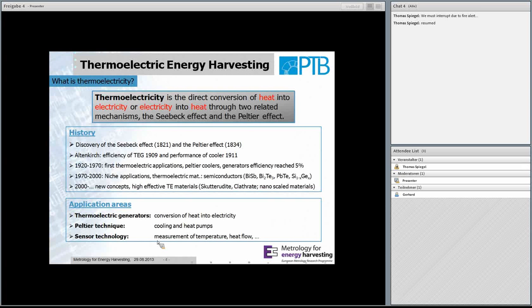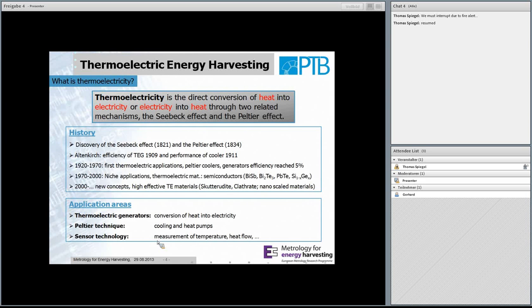And some years later, Peltier discovered the reverse effect, which said that a current in a circuit of two dissimilar wires will heat the junction or cool the junction, in dependence on the direction of the current which is flowing through this circuit. Altenkirch was in principle the first who investigated the efficiency of thermoelectric generators and also the performance of coolers, or Peltier coolers. And in principle, his work was the basis of the now commonly used figure of merit. In the next years, some first applications of thermoelectric generators were investigated and developed, and typical efficiencies reached were in the order of about 5%.